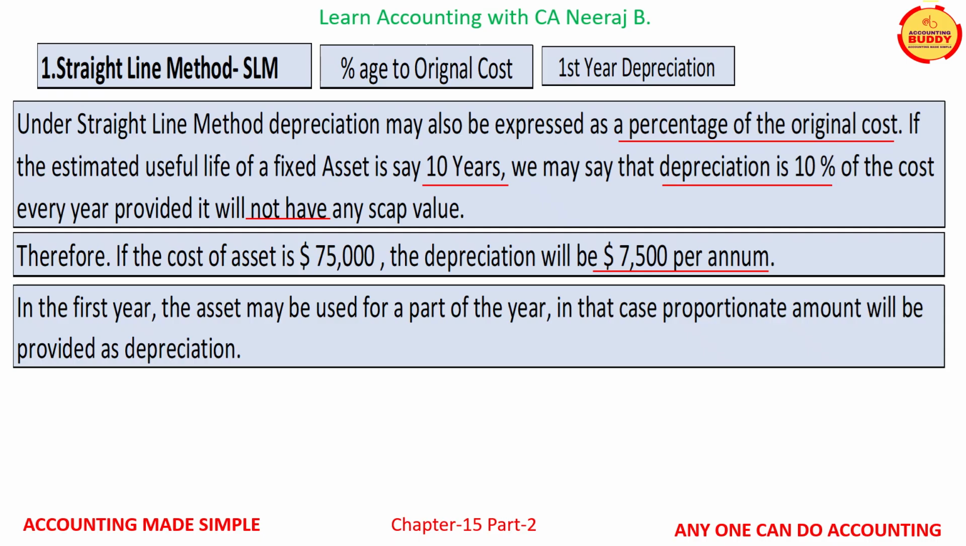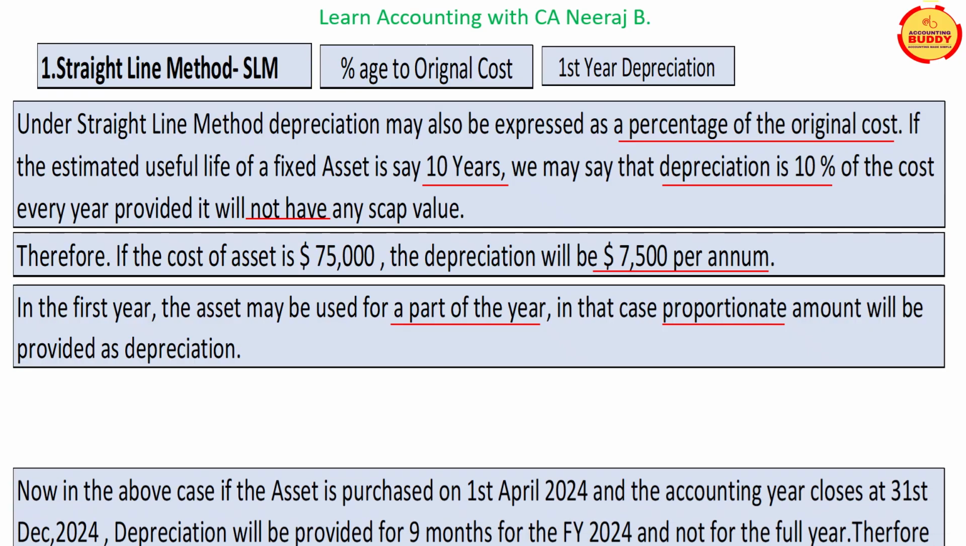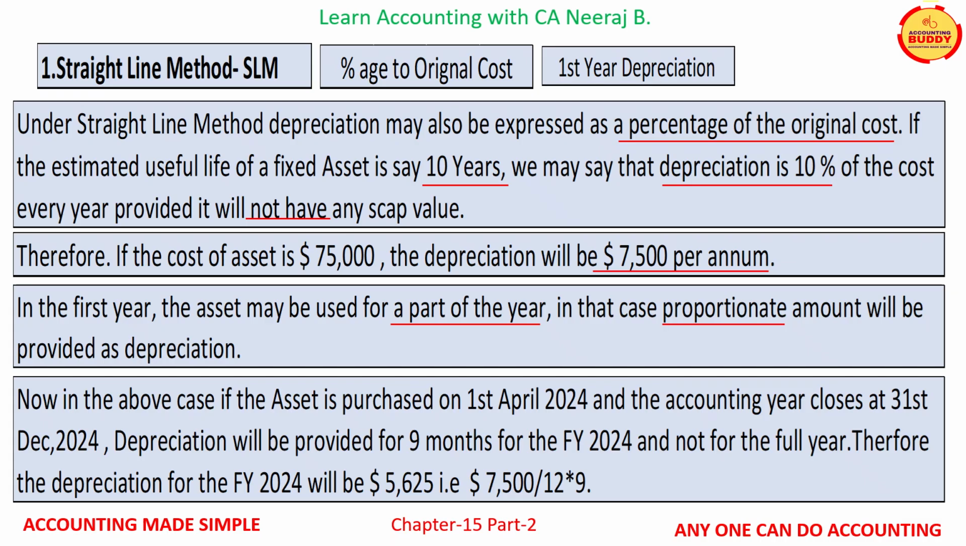In the first year, the asset may be used for a part of the year. In that case, proportionate amount will be provided as depreciation. Now, in the above case, if the asset is purchased on 1st of April 24 and the accounting year closes at 31st December 24, depreciation will be provided for 9 months for the year 2024 and will not be provided for the full year. Therefore, the depreciation for the year 2024 will be $5,625, that is full year depreciation of 7,500 divided by 12 multiplied by 9.